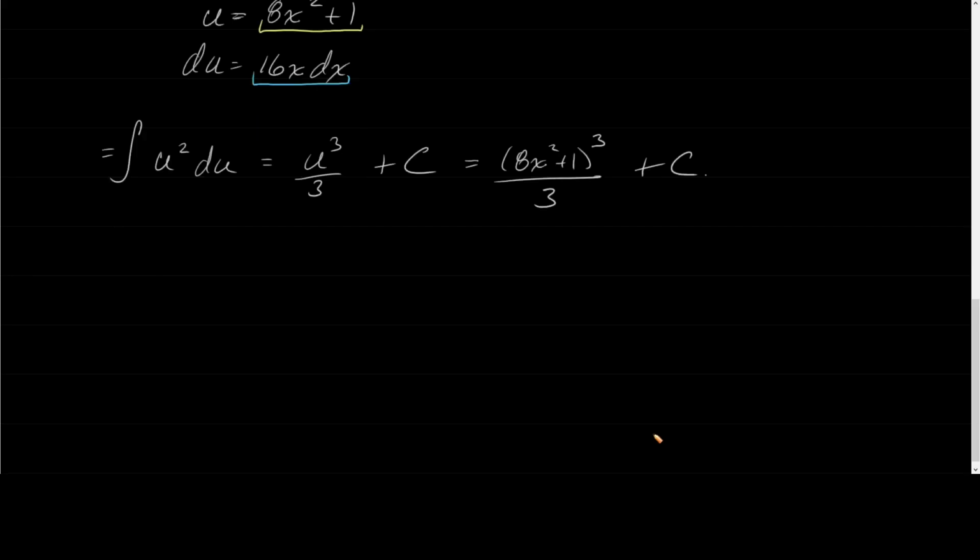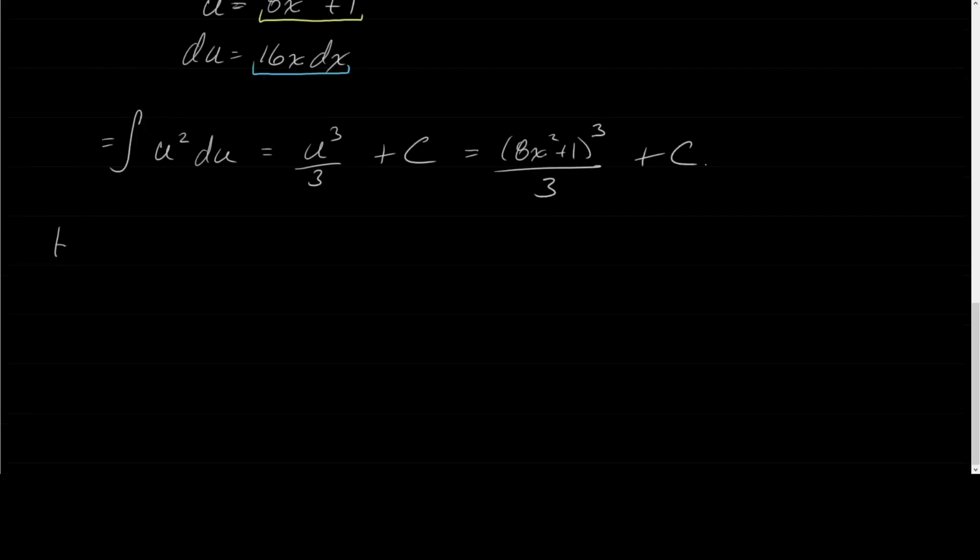Next one. B. Let's say we had the integral of the square root of 25 minus x squared times, let's just do 2x dx.